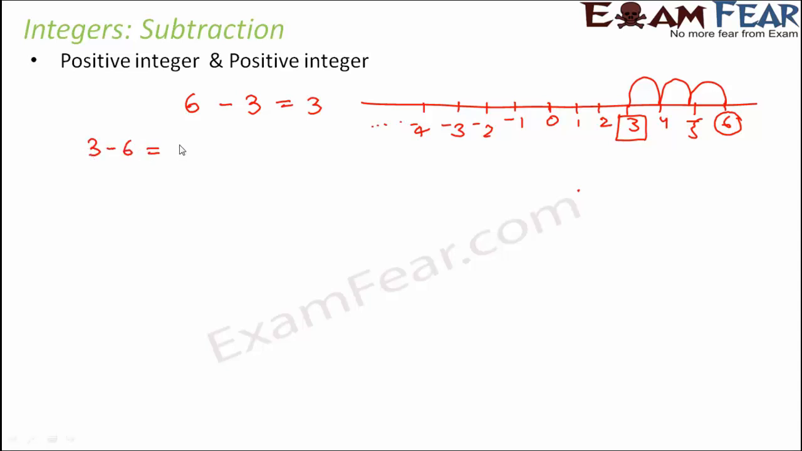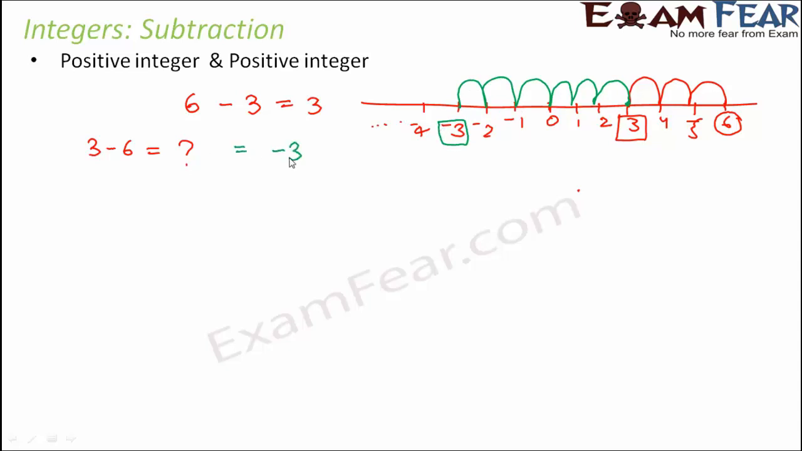Now let us consider the vice versa scenario. What would be 3 minus 6? Here also you have two positive integers and you perform subtraction between them. In this case we are subtracting 6 from 3, so we will start the jumps from 3. This is 3, and from 3 we will make 6 jumps towards the left: 1, 2, 3, 4, 5 and 6. Where have we reached? We have reached minus 3.